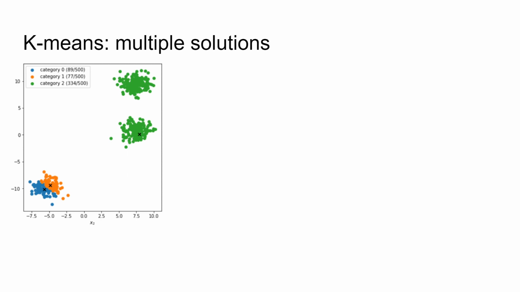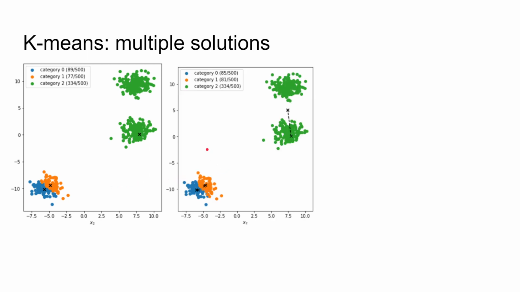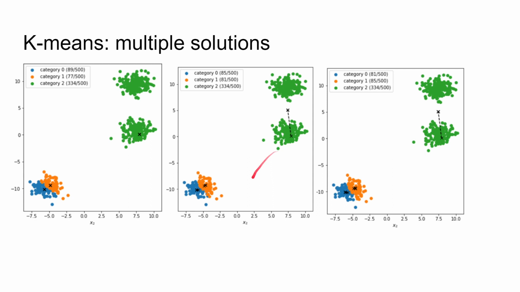For example, with this data here, sometimes when I run the algorithm, I will get this as my solution. I've got one category for these two, one category that splits, and then two categories that split this one down here. That'll happen sometimes. Sorry, I didn't actually show the animation. If I started by randomly picking these three, then I just end up like this, and it iterates and doesn't go anywhere.